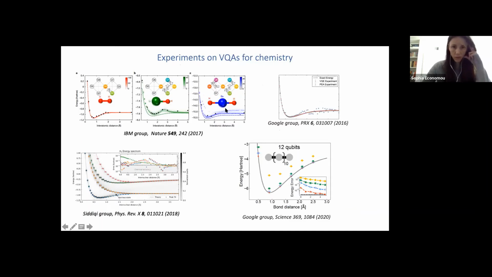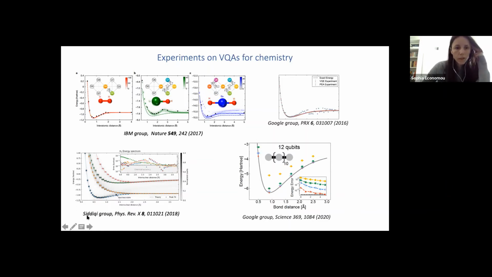But as you can see here, these are reasonably small molecules. I believe people have done up to 12 qubits or so. I'm a little bit biased because my own work is closer to superconducting qubits, so all these results are from superconducting qubits. But there's also nice results from the trapped ion community and the photonics community as well.